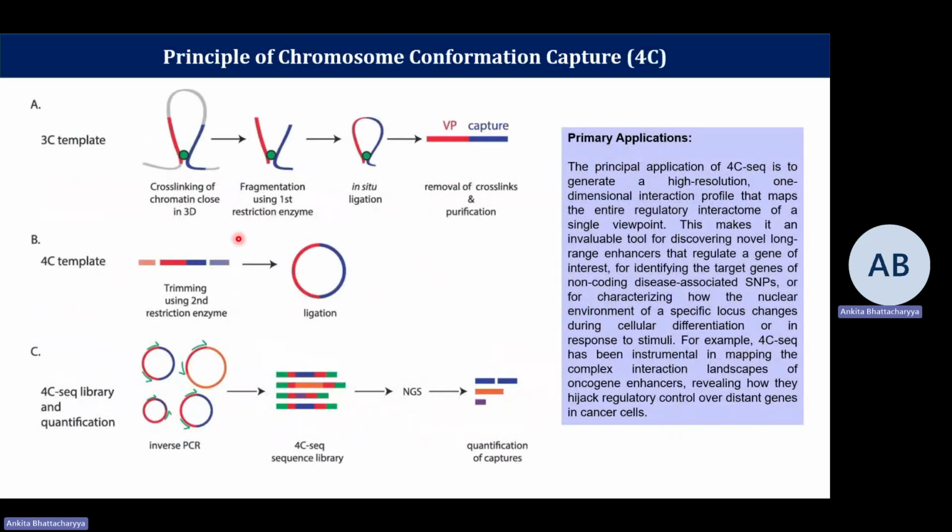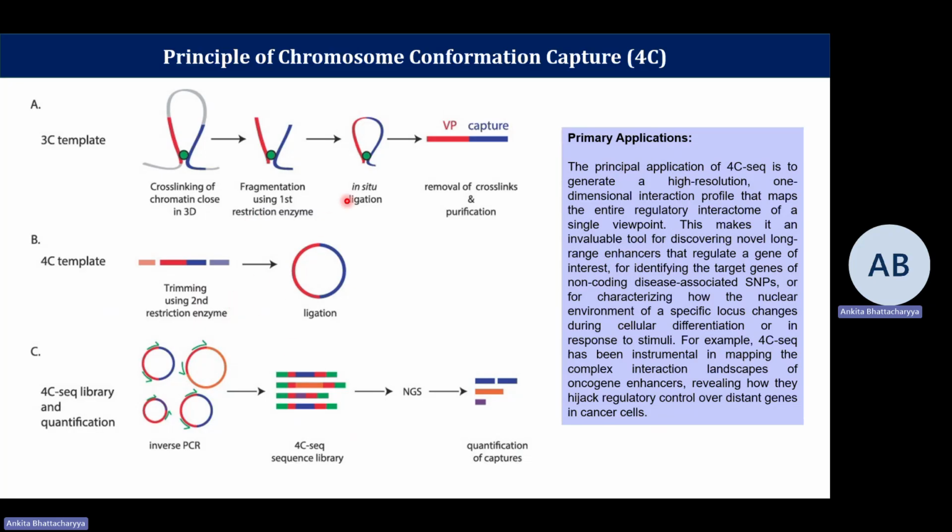So overall, this is what it looks like. The 3C template: you have your chromatin loop cross-linked by some protein of interest. You cut it, fragmenting it using the first restriction enzyme, ligate it in vitro, remove cross-links, purify, and then sequence it or study it, perform qPCR, for example. For 4C, you do the first step, then you trim it using the second restriction enzyme to get a chimeric DNA sequence.